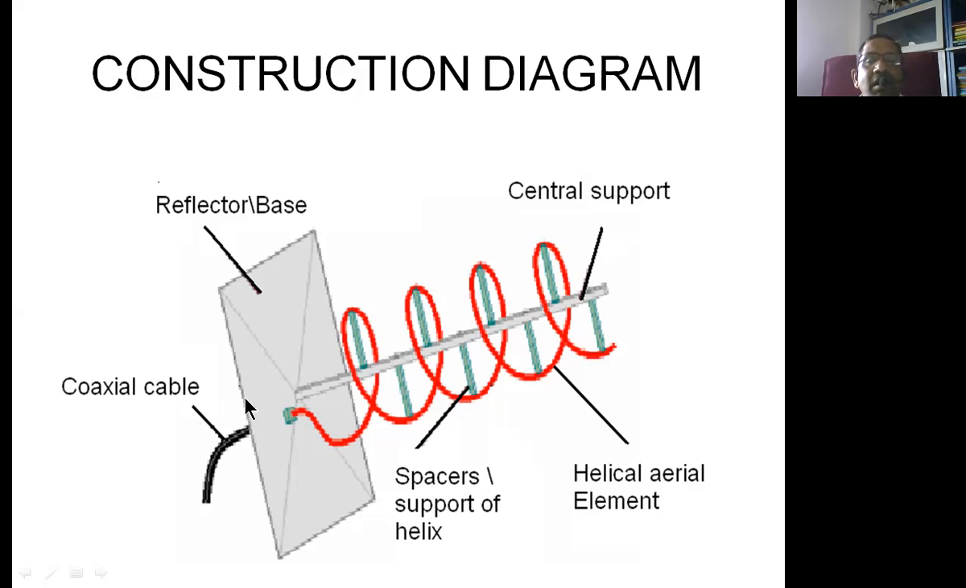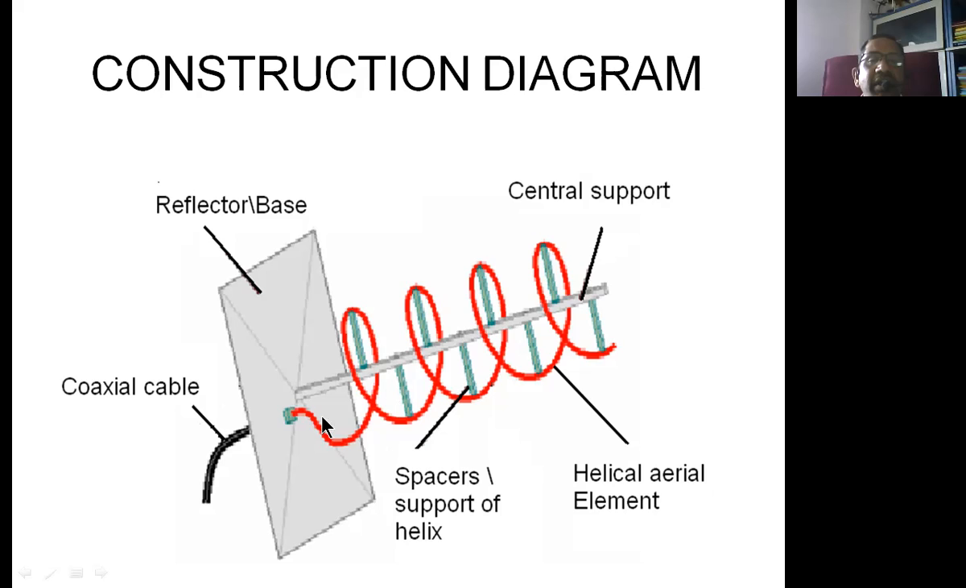We already use disc antennas in our houses for television applications, where we have a reflector antenna. Whenever it has to receive signals, the EM waves strike this reflector base, and these reflected waves are caught by this antenna and propagated through the helix. This is the basic operation when it receives signals.